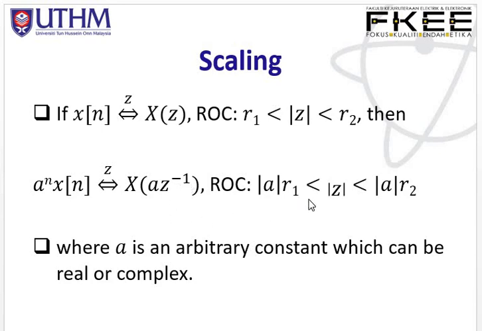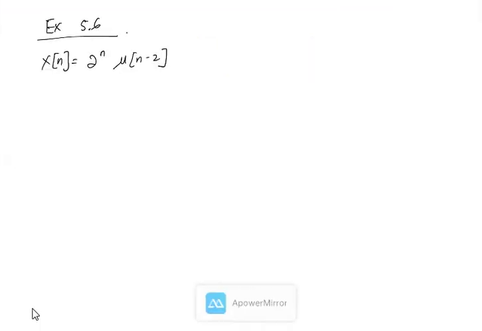And the ROC is modulus a r1 less than modulus z less than modulus a r2. Okay, now let's look at the example. This question consists of the scaling property and the shifting property. First of all, we can do the shifting first, then scaling.